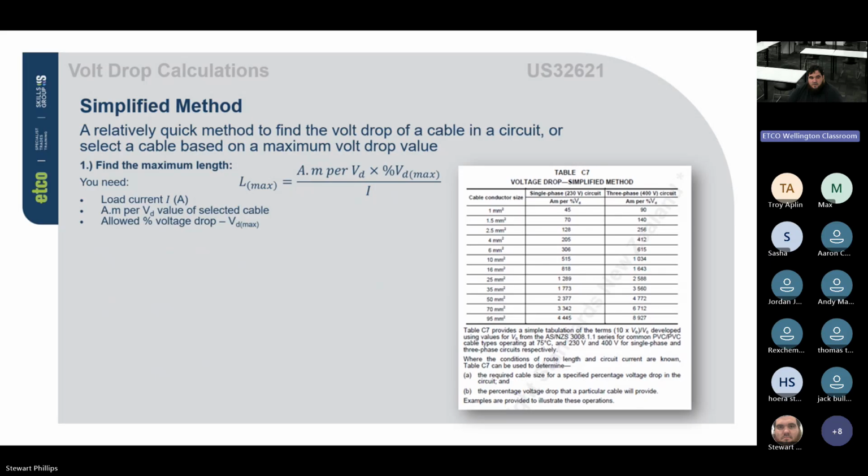Cool. So now finding the maximum length. To find the maximum length, we take our amp meters per volt drop, times it by our percentage volt drop, and then divide this by our current. So what is the maximum route length of a 16 mil single phase supply to a house designed to carry 63 amps with a volt drop of no more than 2.5?